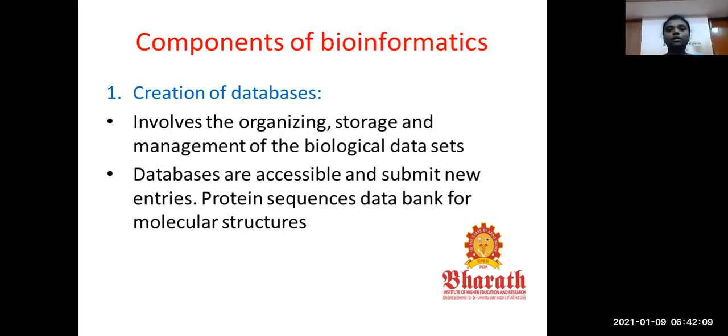If we create the database, we are able to manage all the biological data sets. We can store and organize the different biological data, and also submit new entries. There are protein sequence data banks. There are different kinds of molecular structures and genomes, so each has a unique data bank. If a particular protein sequence is identified, it is stored in the same bank. This is the concept of creation of databases.